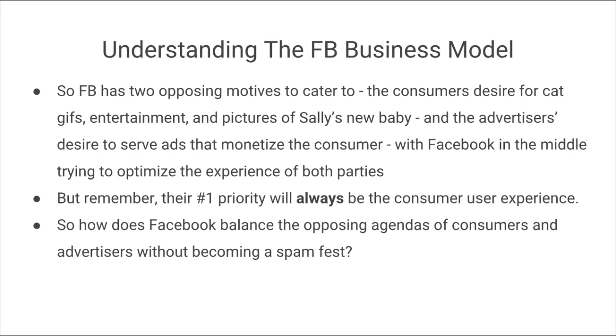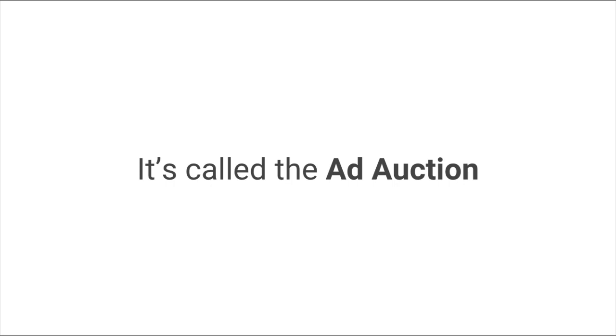So the question we have to ask ourselves then is, how does Facebook actually balance the opposing agendas of consumers who just want to be entertained and waste some time, and advertisers who want to show as many ads to as many people as possible, without ultimately becoming a spam fest? How does Facebook balance those two opposing agendas while keeping the quality and the user experience as high as possible? The answer to that is really genius, and it is this: the advertising auction. The Facebook ad auction is the mechanism that balances these two opposing desires, and we'll talk all about that in the next video.